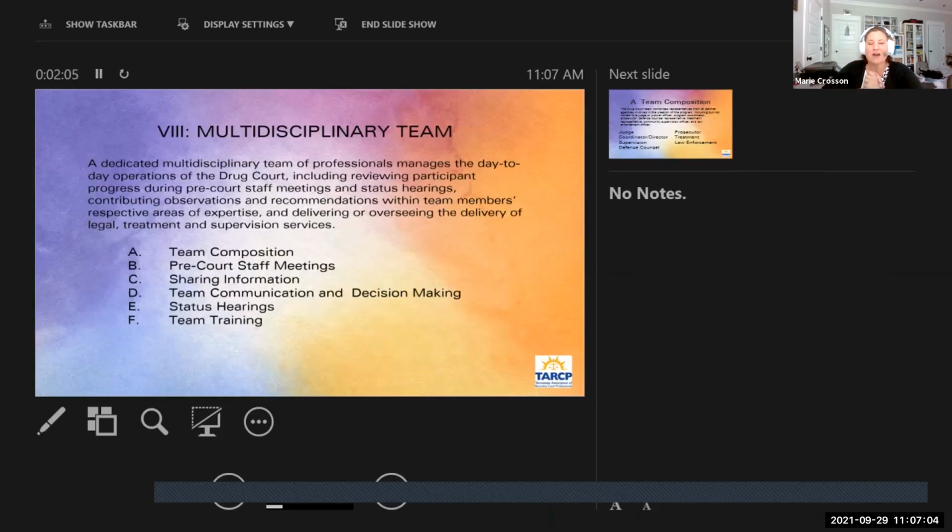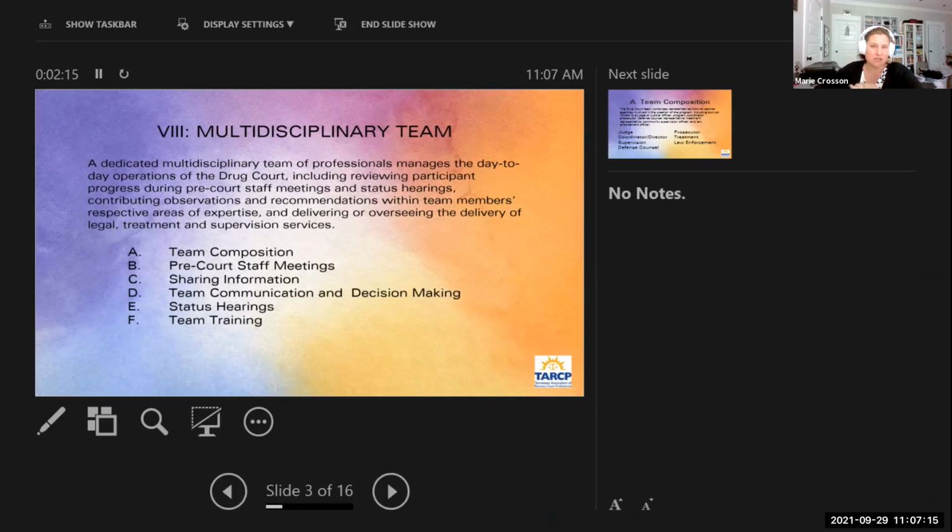All right, so there are a number of components to the multidisciplinary team conversation, and that is who should be on the team, what do the staffings look like? Who should be there and what should we be discussing? What kind of information gets shared and what are the logistics of sharing that information? How does the team communicate, particularly in staffing and out of staffing? And how are decisions made as a team?